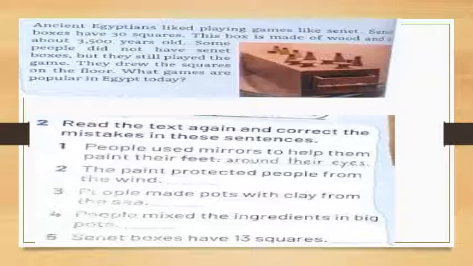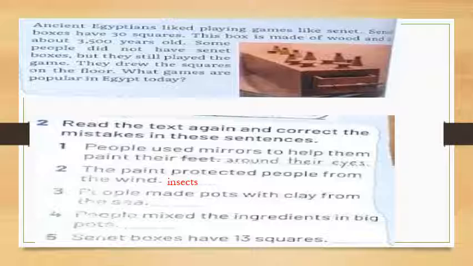Read the text again and correct the mistakes in these sentences. Number 1, it's answered for you, but we are going to read it. People used mirrors to help them paint their feet? No, paint around their eyes. Number 2, the paint protected people from the wind. From the wind, do you think it's correct? No, it's incorrect. Yes, you are so excellent, Hamza. To protect them from insects.